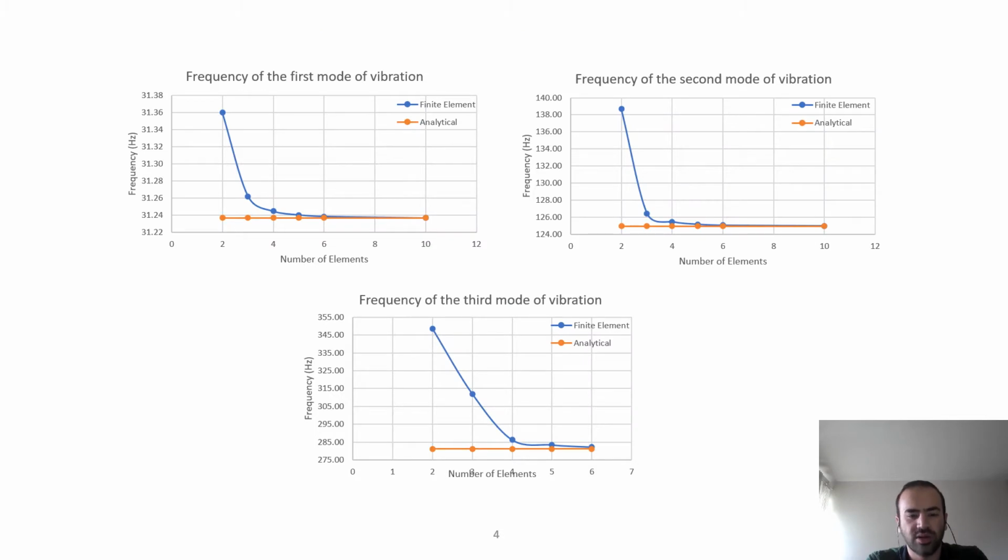The graphs here on the screen show the dependency of the conventional finite element method on the number of elements. So the horizontal axis shows the number of elements in the model, and the vertical axis shows the frequency that was captured by that model.